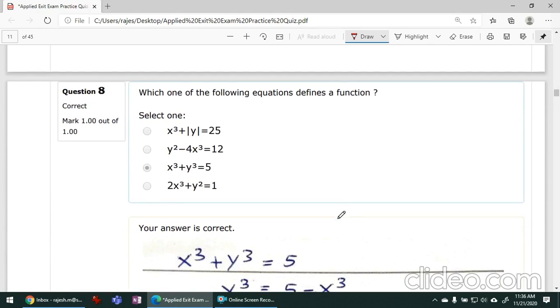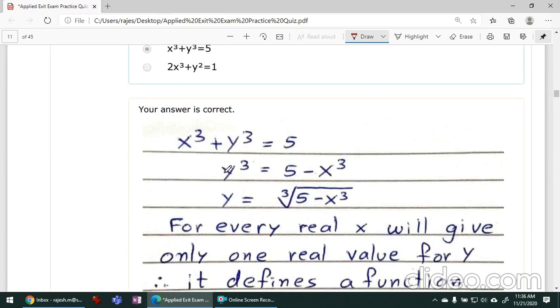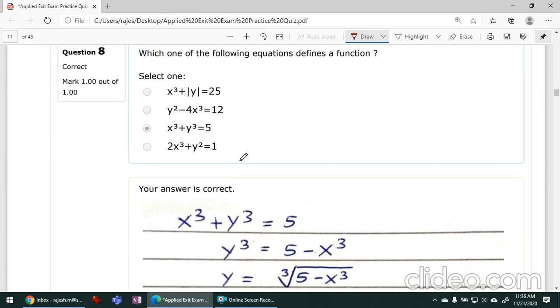Question number 8. Which of the following equations define a function? In this question, what you have to do is check the power of y. If the power of y is an odd number, then it is a function. Look here, what is the power of y here? 1. Now what is the power of y here? 2. What is the power of y here? 3. The power of y here is 2.